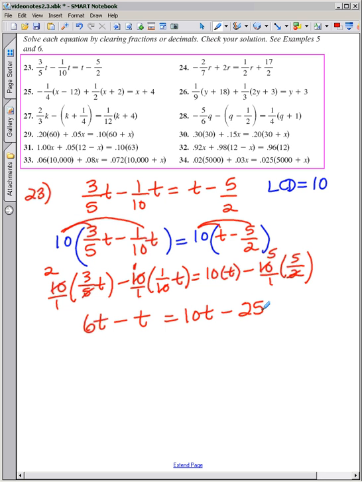Now, would you agree that's a much easier equation to solve? To solve that, we're going to combine like terms. So 6t minus t, remember, understood 1 there. So 6t minus 1t is 5t, equal to t minus 25.